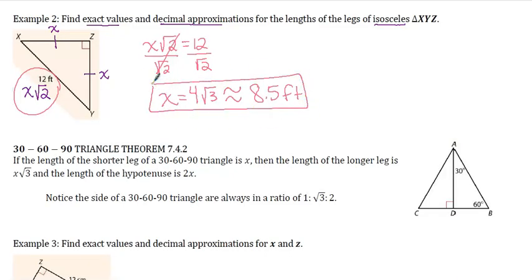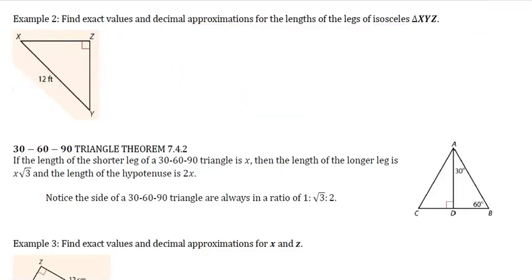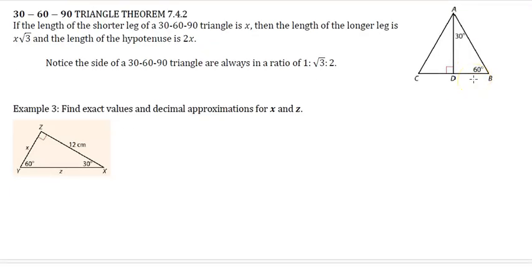Okay, so we're just rounding to the nearest tenths place. So this side and that side are about 8.5 feet, and this one is 12 foot. All right, I'm going to go ahead and clear that and move on up so we can look at our 30, 60, 90 triangle theorem and example 3 all at the same time.